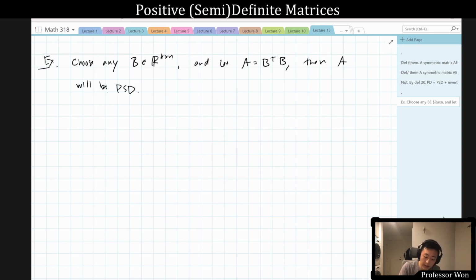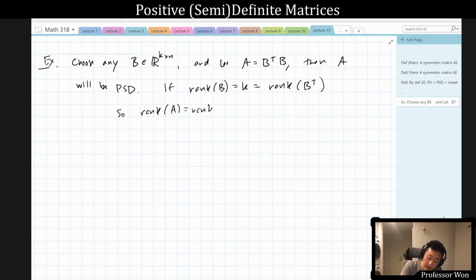Okay, note that we proved in a homework that if the rank of B is K, then that's also the rank of B transpose. And we saw in a homework that if you multiply two matrices together, the rank of the product is at most the rank of the lesser of the two. Right? In particular, the rank of A, which is the rank of the product of these two rank K matrices, is less than or equal to K.